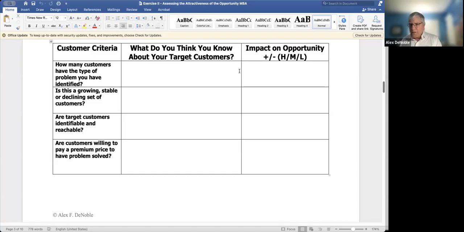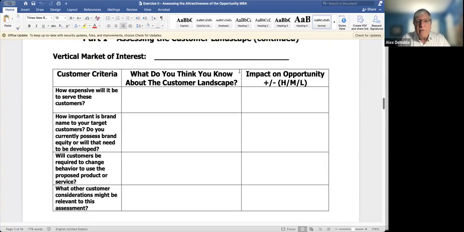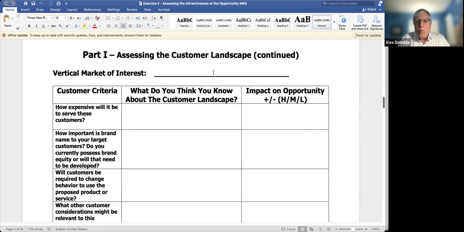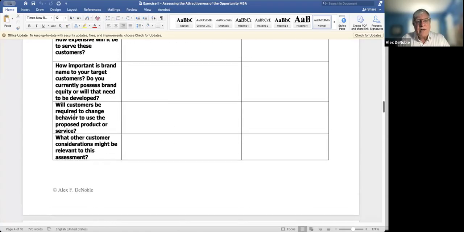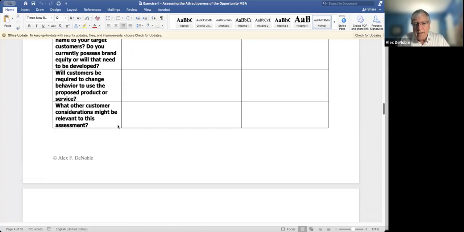Fewer and fewer customers are having a particular problem. So what do you think you know about your target market customers, and how would you rate your ability to tell the story about the opportunity? Positive, negative, high, medium, or low impact? As you can see, I'm asking you a full set of questions over 2 different pages of what you think you know and the impact on the opportunity as you try to evaluate these different questions that I pose about your customer landscape.